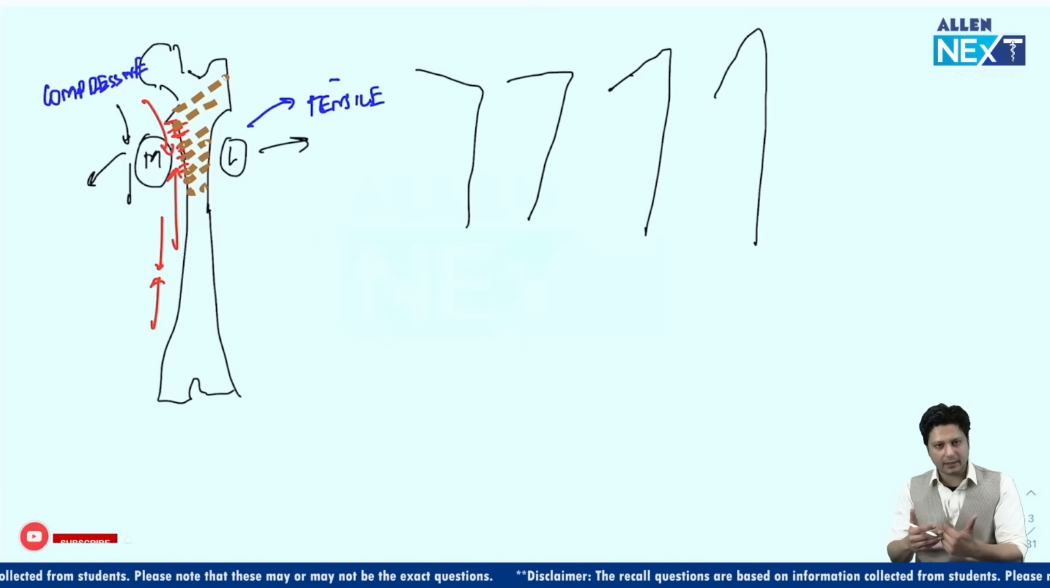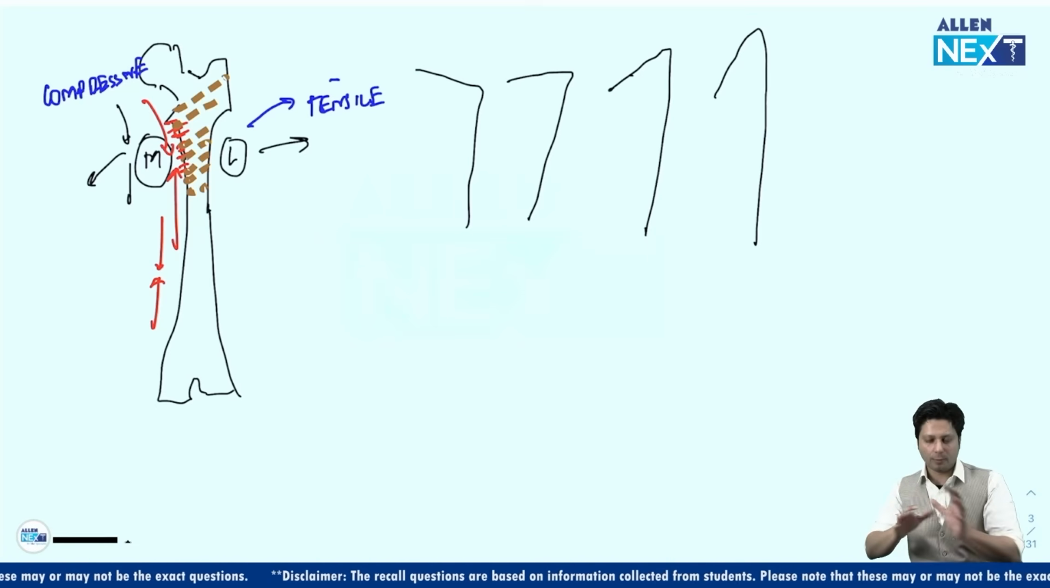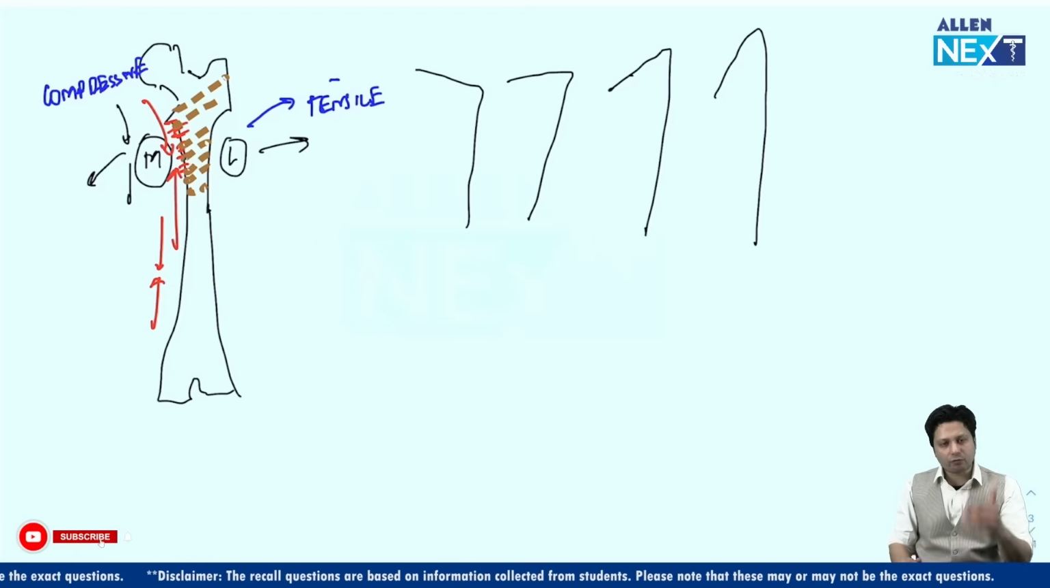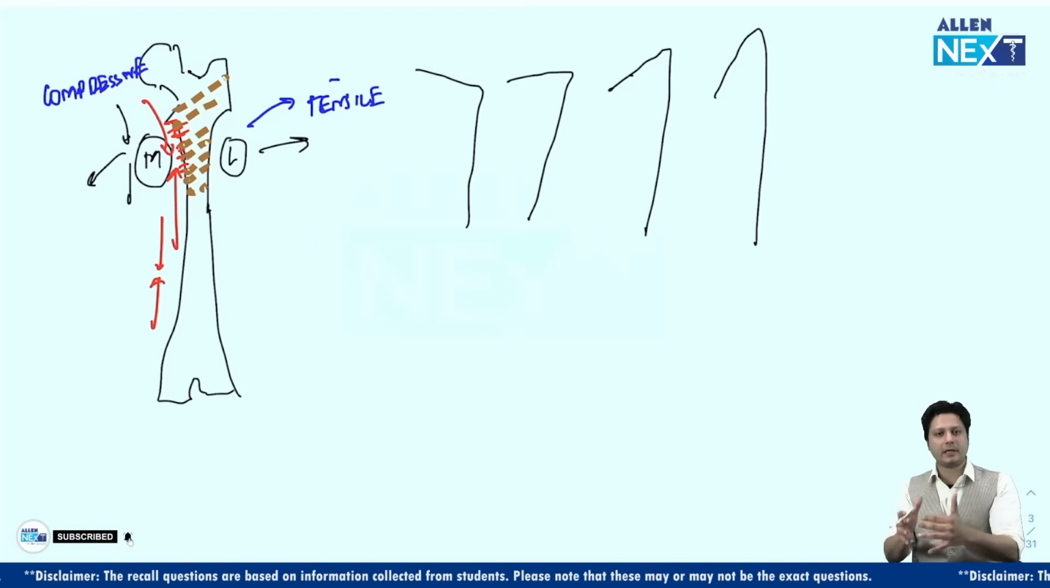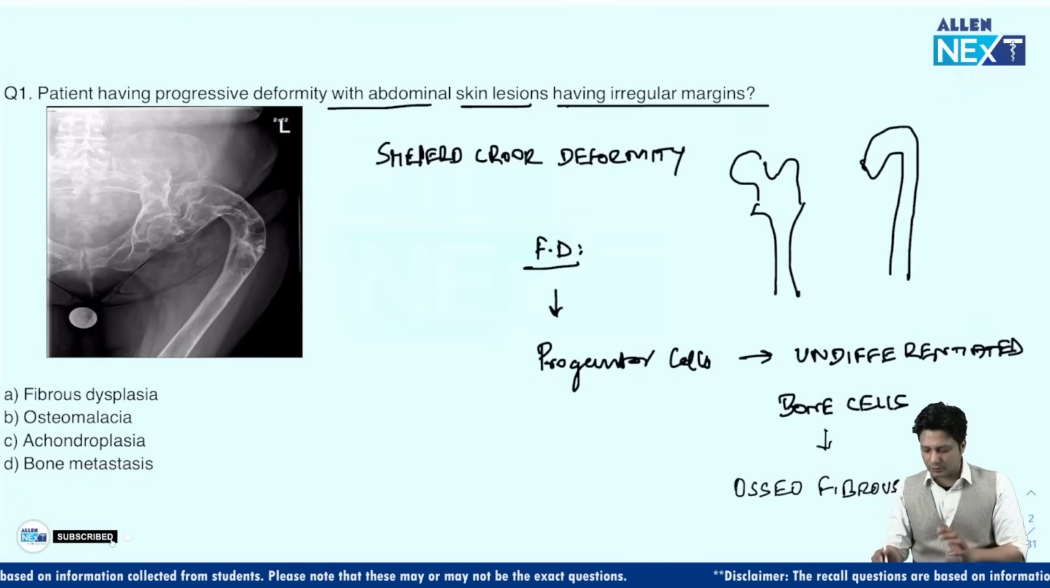Under the influence of the weight. And this is the reason for the Shepherd-Crook deformity. All right. Hope you have understood everything related to that, how the Shepherd-Crook deformity is happening in case of fibrous dysplasia. For that, you have to understand what the pathogenetic feature was.